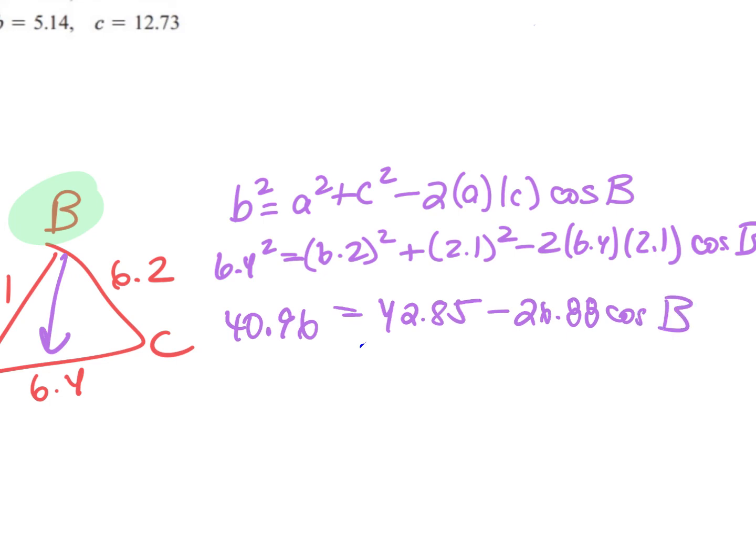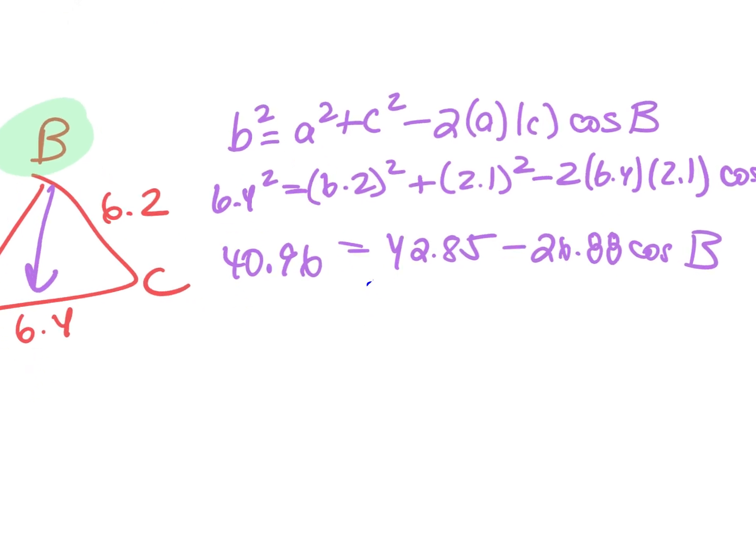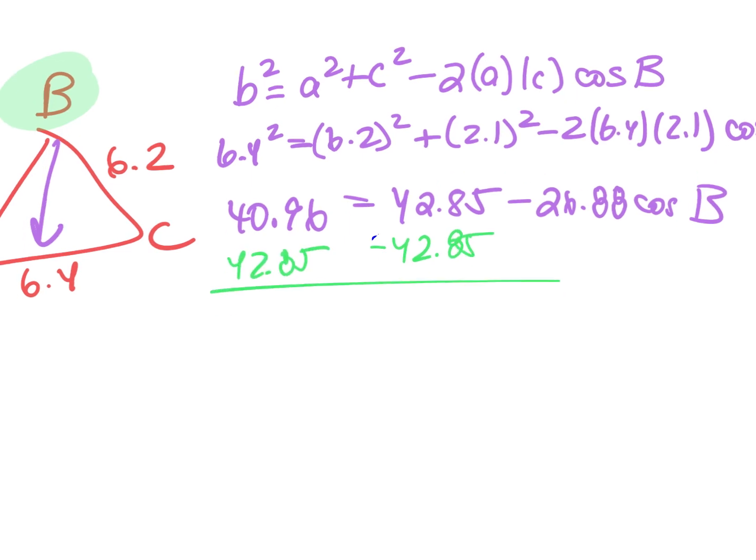Here's where some of you make a mistake. You do this right here. Can you subtract those two numbers? No. Why not? Because it's attached to that cosine of b. Good. So I'm going to have to subtract here 42.85, and I come out with 40.96 minus 42.85. Negative 1.89 equals negative 26.88 times the cosine of b.